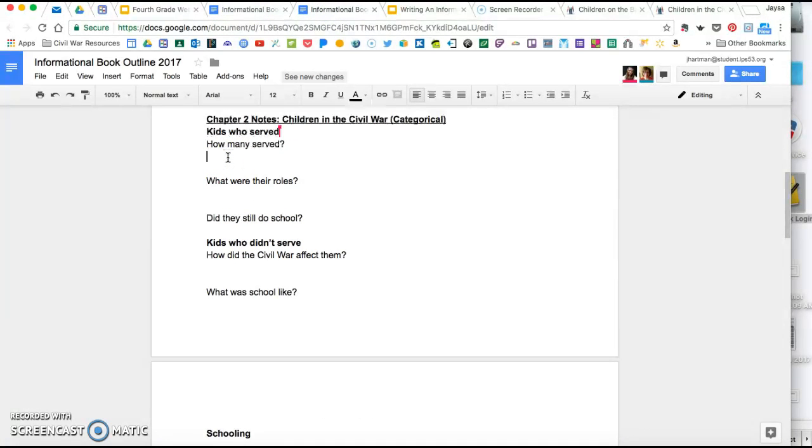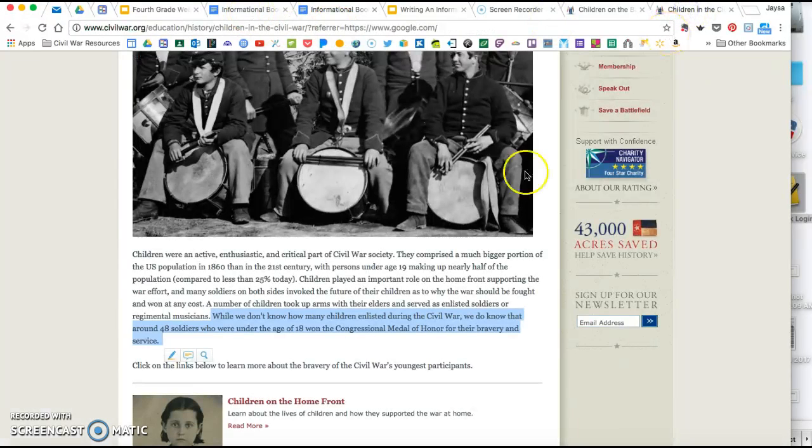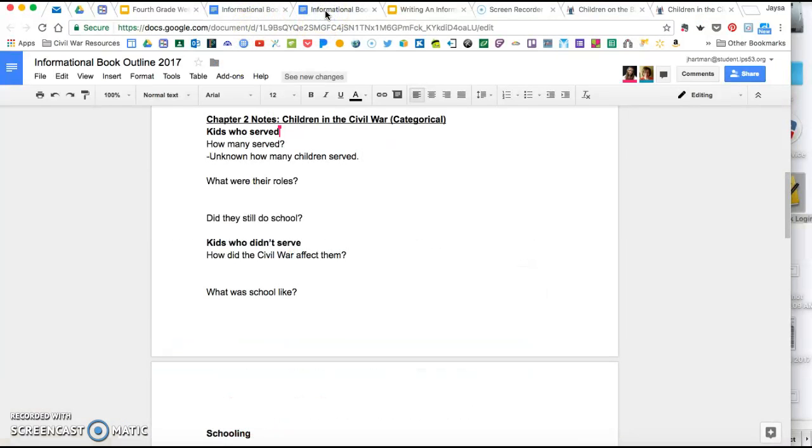Okay, I'm just going to say it's unknown how many children served. Okay, and then I'm going to say what it said, that 48 soldiers who were under the age of 18 won the medal. 48 soldiers under the age of 18 won the Congress.